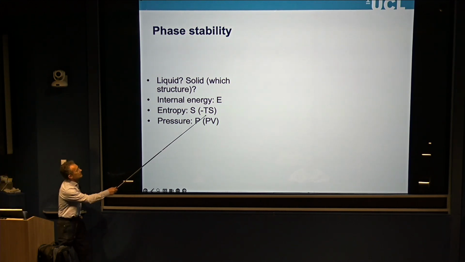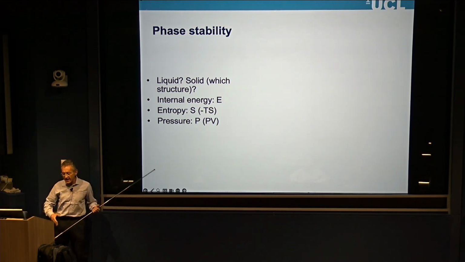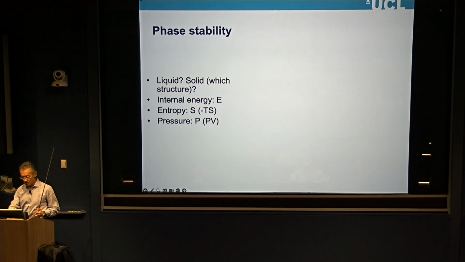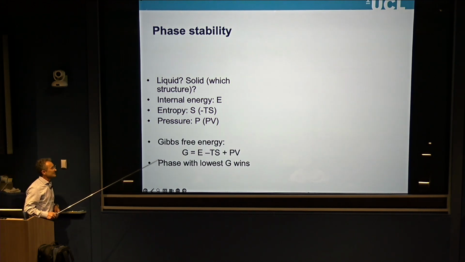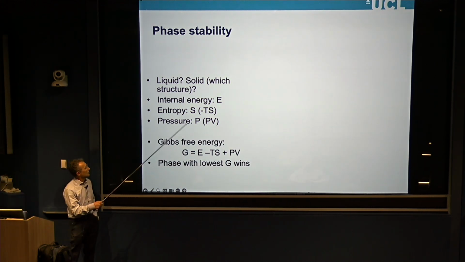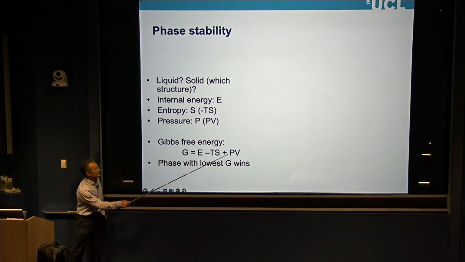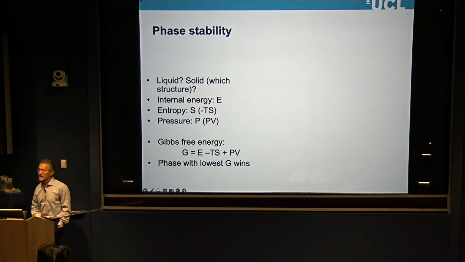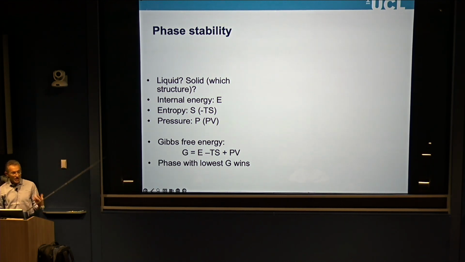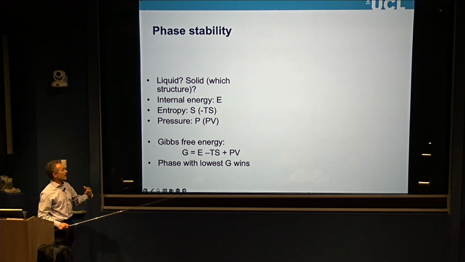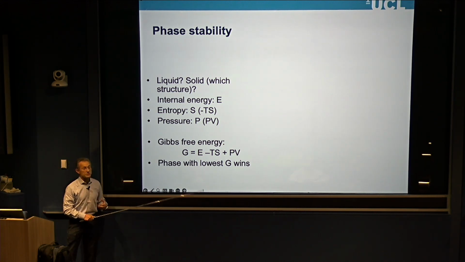These three quantities play together. Often they play against each other. What actually determines the stability of the material is the sum of these three terms, which is known as the Gibbs free energy. The structure that has the lowest Gibbs free energy wins.